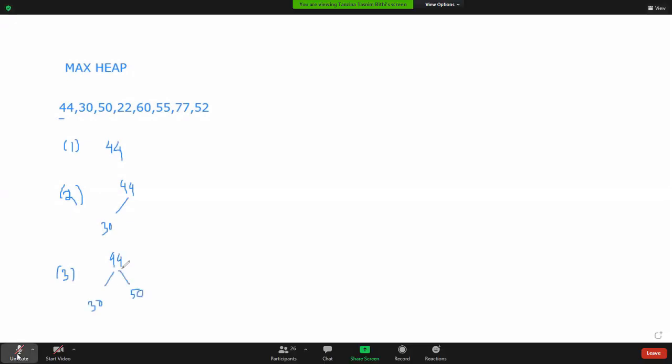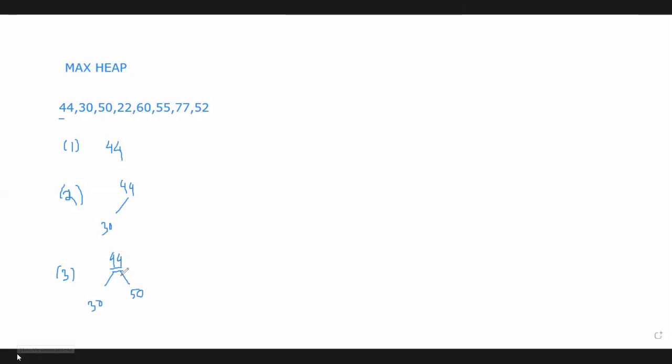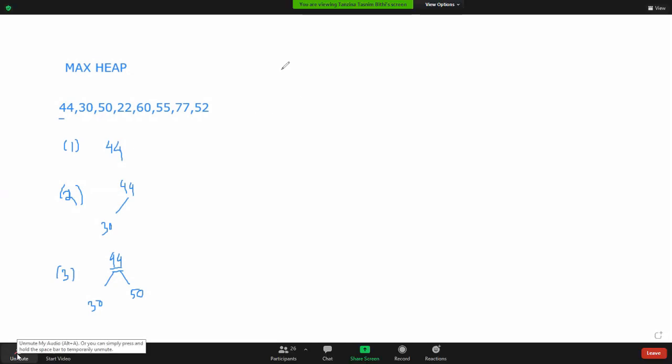No, because the parent node is less than the right child. So how can we make it a max heap tree? We can take 50 as the parent, with 44 as its child. This is a complete binary tree. Okay, or think about this one.